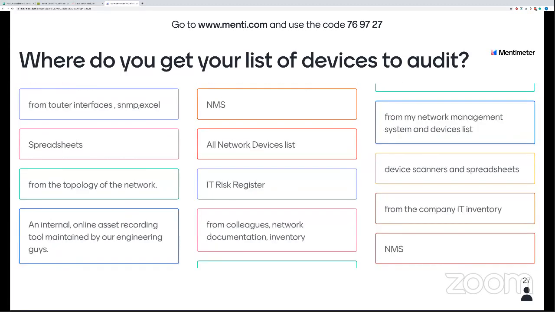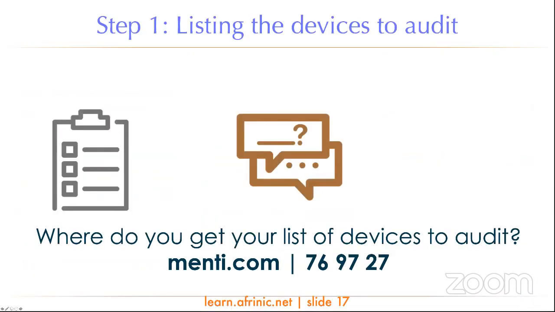Looking at where to get the list of devices. You'll get the list of devices from the NMS, as we mentioned, your network diagrams. You can also get the list of devices from scanning. This is from the perspective of client devices. You can do active scanning or DHCP profiling. But for the core of your network, most of the time you already have a network diagram and an NMS, which will give you a list of the network devices that you need to audit.